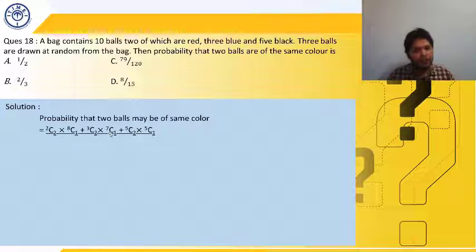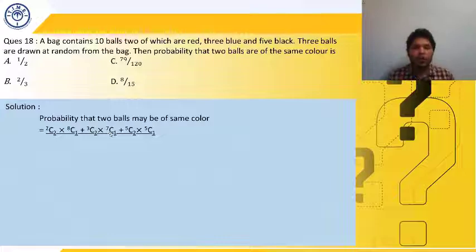It can be done in 5C2 ways. At the same time, the remaining balls become 5, and out of those 5 we have to select 1 in 5C1 ways. So these 3 are going to be our favorable cases when we have selected 2 red, 2 blue, and 2 black, divided by the total number of cases.